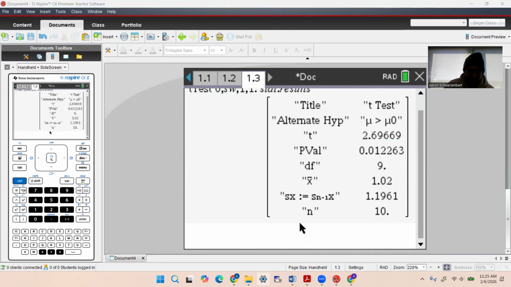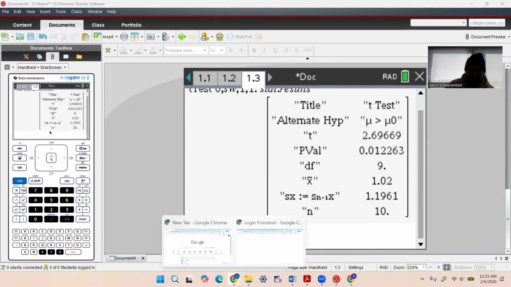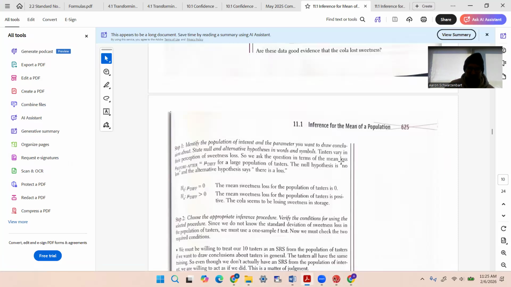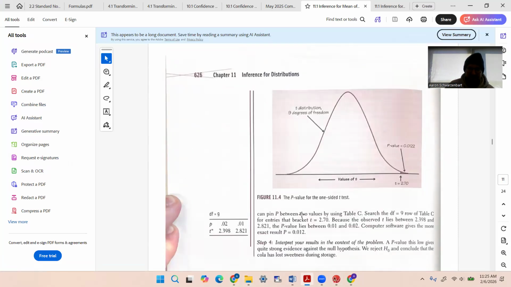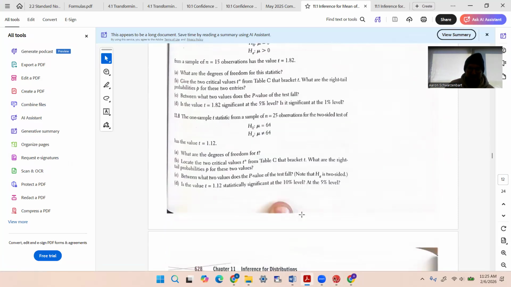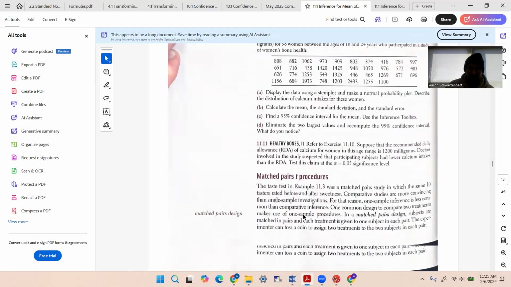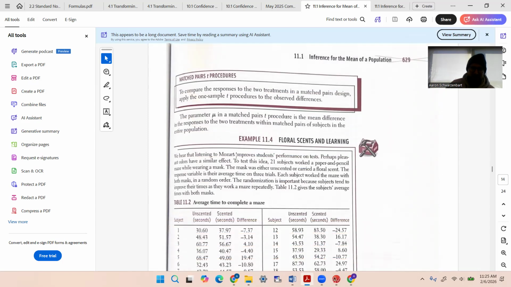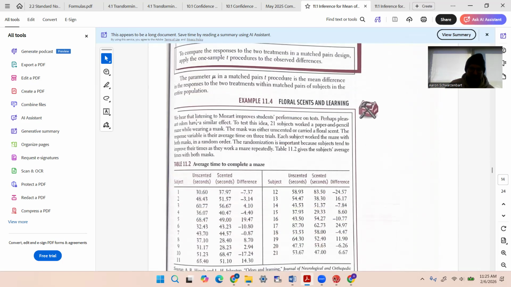Okay, our next example involves some fluorescence and learning. And the question is going to be, does having a nice smell help you learn better? So this is going to be a matched pairs experiment. We're going to compare the response to one of the two treatments in a matched pairs. We hear that listening to Mozart improves students' performance, and this was definitely believed at the time. Perhaps having pleasant odors will have a similar effect.